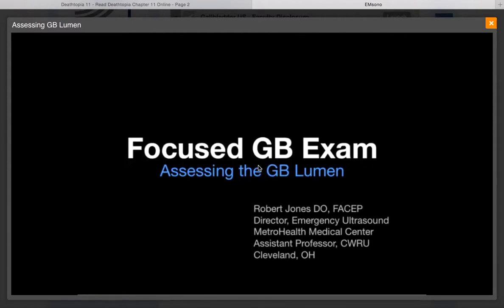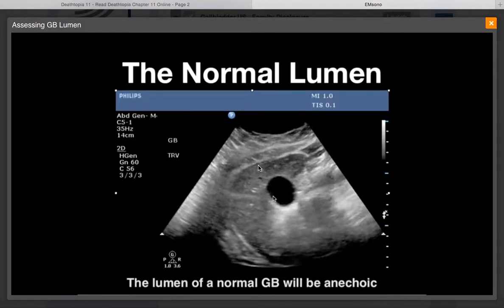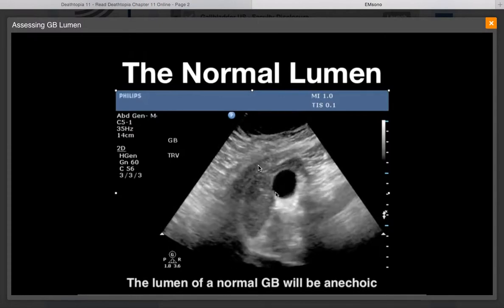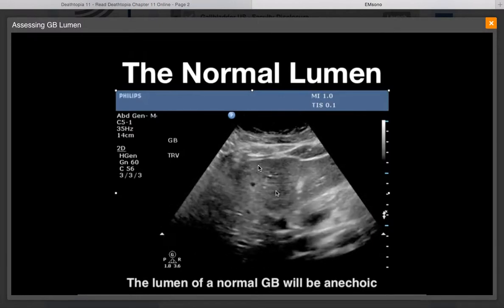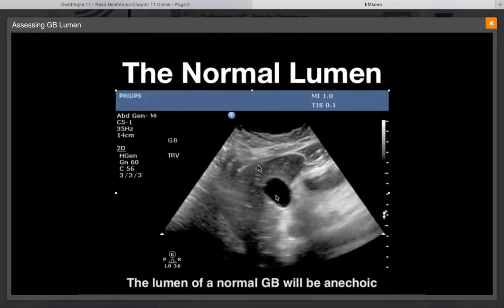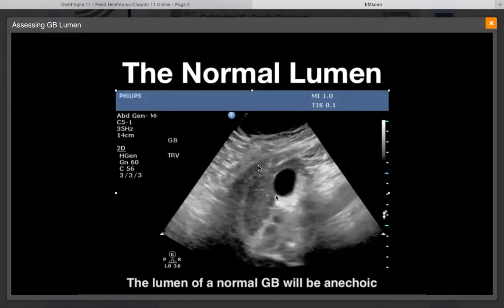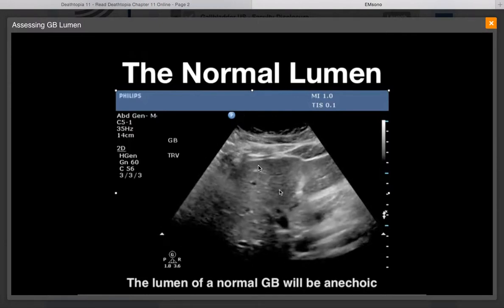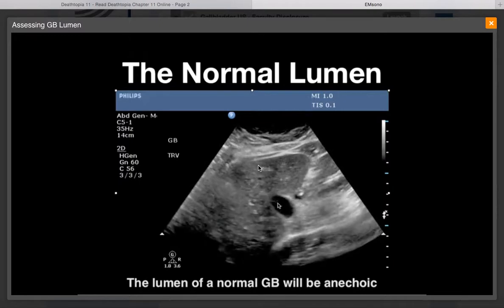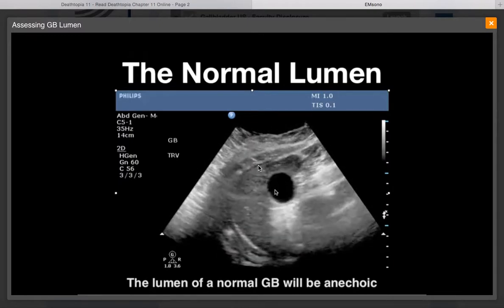I'm Dr. Robert Jones, and in this video we're going to be assessing the gallbladder lumen. Here is a transverse sweep through a normal gallbladder. The lumen will be anechoic in the normal gallbladder. Note that there's the absence of any internal echoes within the lumen of this gallbladder. You can see this on the full sweep here. It's completely anechoic. You can see the nice walls surrounding it here.